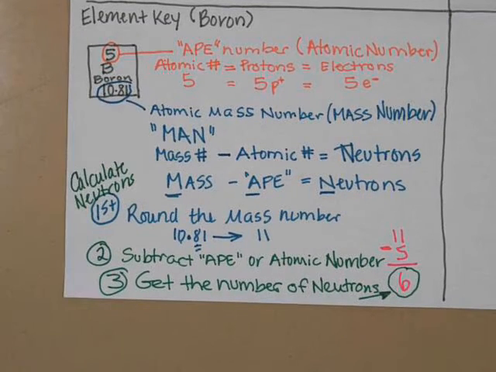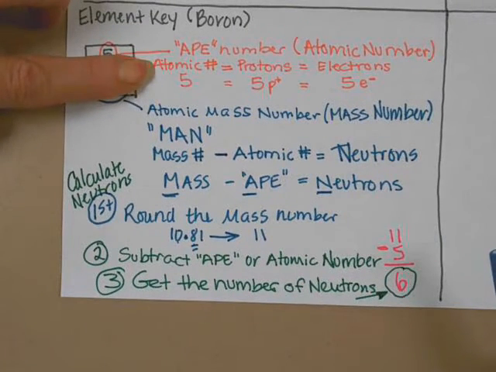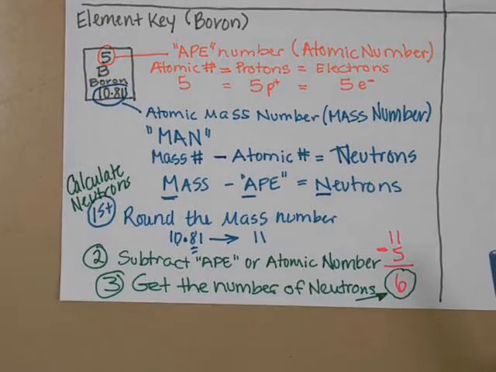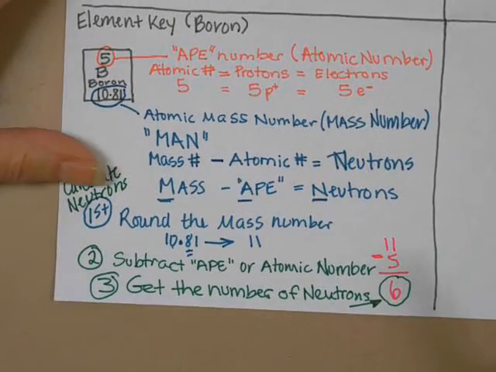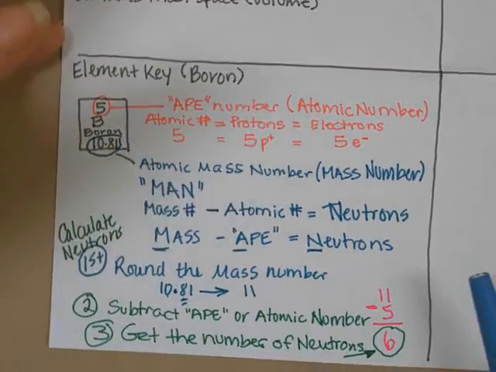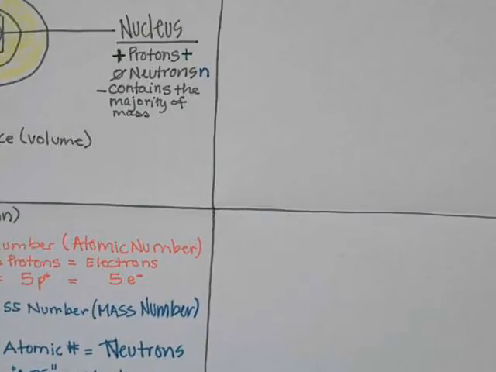Remember that? I hope you do. So now remember what the atomic number stands for, the information it gives us: protons and electrons. And the mass number lets us calculate how many neutrons are in an atom. All right, let's move on to box 3.